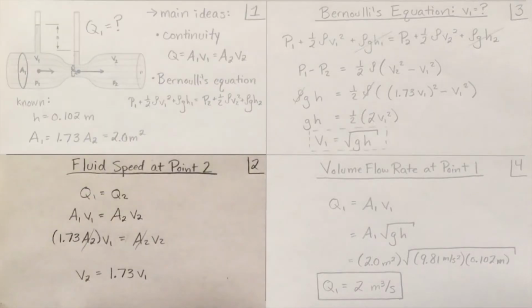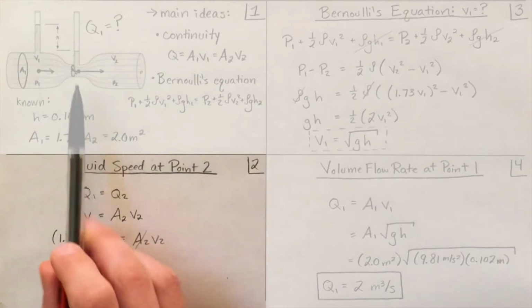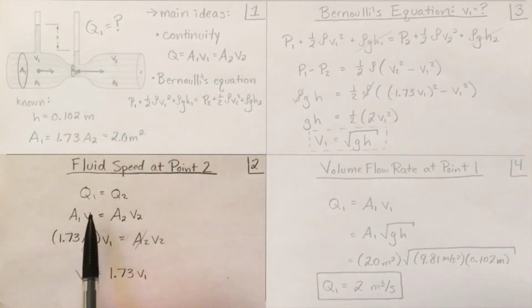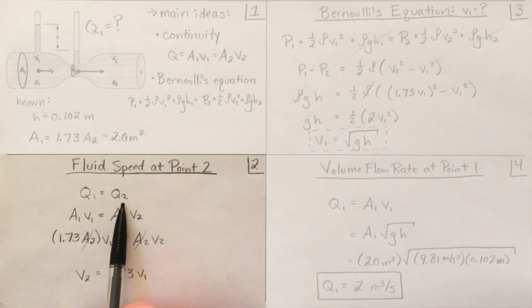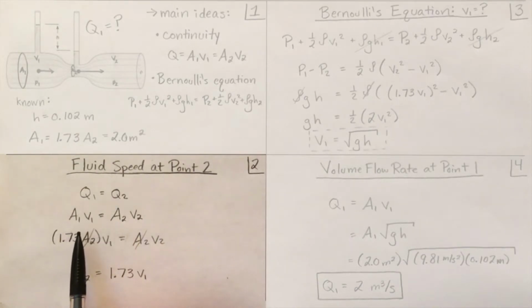The first step is to use continuity to find an equation for the fluid speed at point 2. We do that by saying that the fluid volume flow rate at point 1 is equal to the volume flow rate at point 2, and they're both equal to the cross-sectional area times the fluid speed respectively. Substituting in the relationship between A1 and A2 and then canceling out, we see that the fluid at point 2 is going 1.73 times faster than the fluid at point 1.